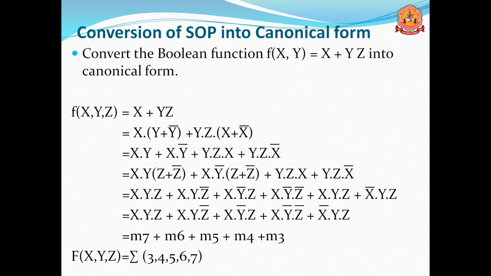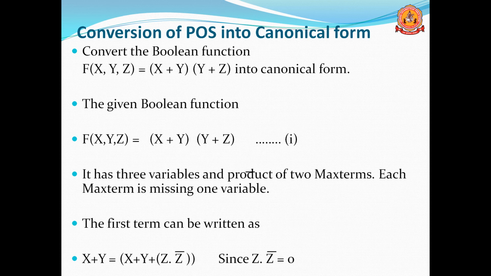Then we can rearrange that one. It is f of xyz equals sum of 3, 4, 5, 6 and 7. This is one example. So in case of SOP, to convert to canonical form, you just multiply by the missing terms. The next one is the POS expression.